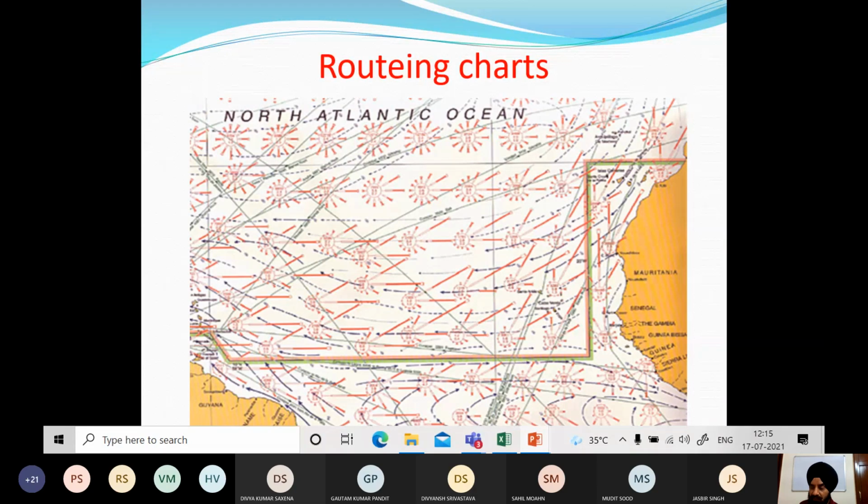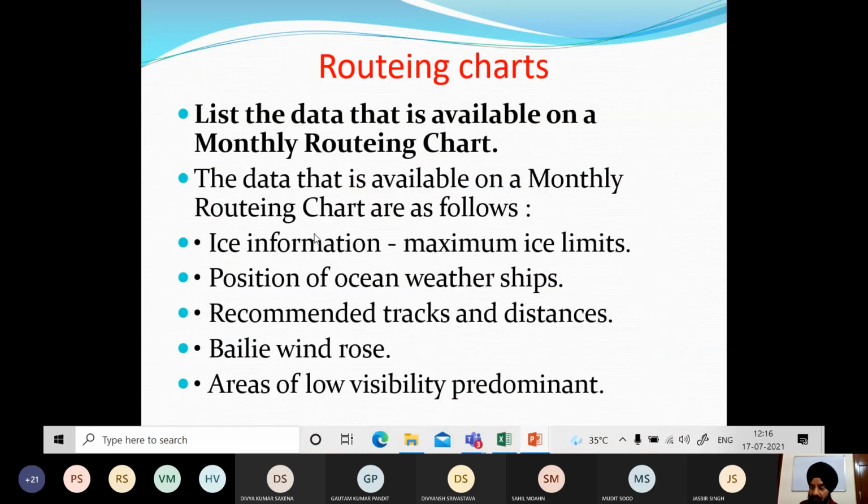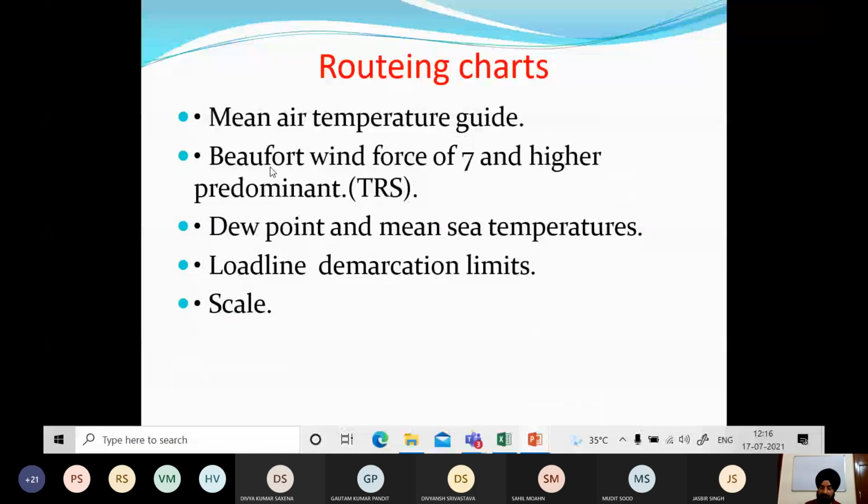What all data is given? Anybody any idea? चलो आपसे नहीं मैं पूछता. List the data that is available on monthly routing charts. The data that is available on monthly chart is ice information, maximum ice limits, position of ocean weather ships, recommended tracks, distances, Barre windrows, areas of low visibility, mean air temperature guide, Beaufort wind force of 7 and higher, predominant areas, जहाँ पे predominant है wind force 7, dew point, mean sea temperatures, ये भी दिए होते हैं, load line, demarcation limits, and scale.